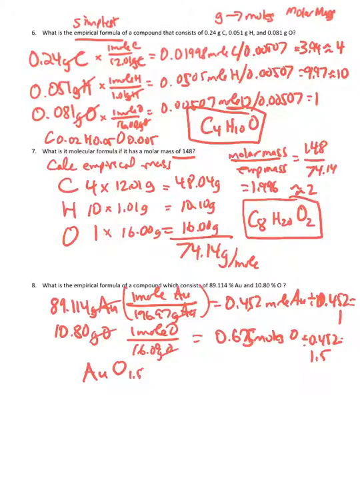Well, that's not close enough to government work like up above to be able to round it to a whole number. We really need to get it to a whole number. And the way we can do that is to multiply both of these by 2, in which case Au becomes Au2 and O1.5 becomes O3. So the correct empirical formula for this compound will be Au2O3.